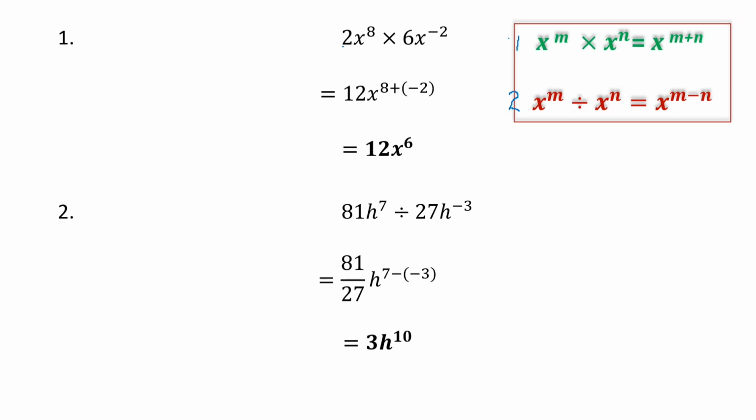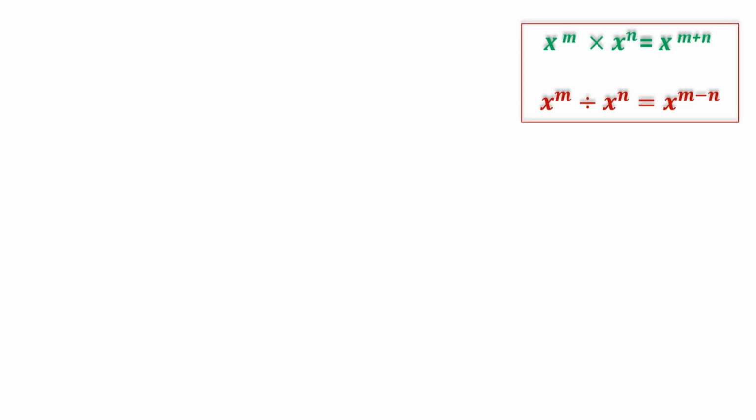Right, let's move on to our third example. I will also put the laws here. The third example, 2 to the power 8 times 2 to the power minus 4. As long as this base is the same as this base, then we can apply the laws of indices. So let's apply the first law. We are simply adding the powers, so it's 2 to the power 8 plus minus 4, which is 2 to the power 4, because 8 plus minus 4 is 4. So 2 to the power 4 is 16. So our final answer is 16.